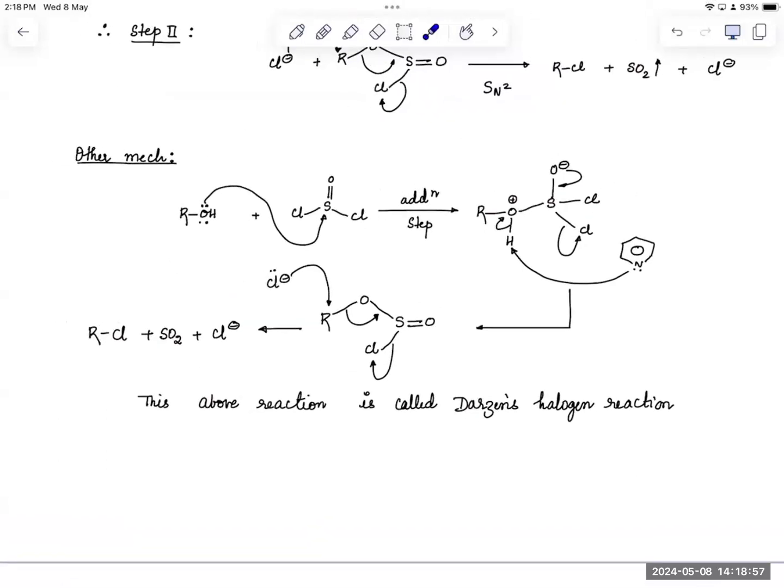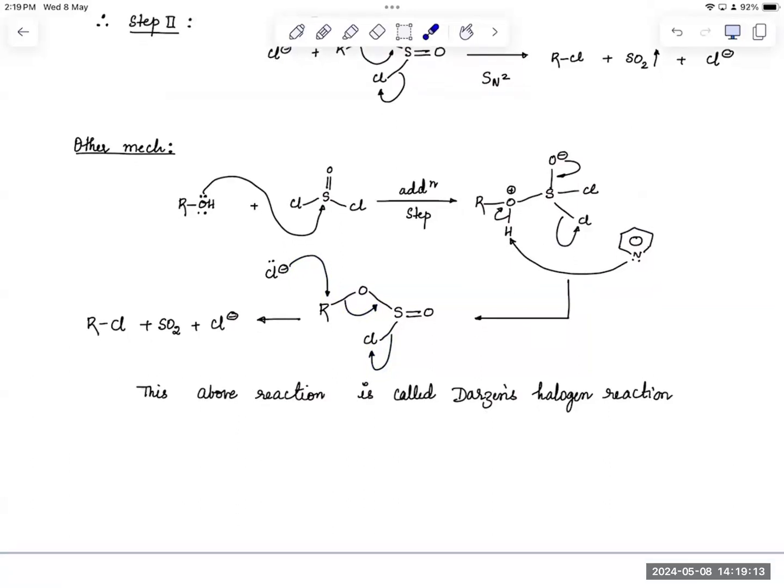See the steps here. Pyridine is taking away this H plus here, right? Cl minus will come out here, so that makes it pyridinium chloride. And Cl minus from the opposite direction is attacking. This bond will become SO2 and Cl minus. This reaction is called Darzens halogenation reaction, or Darzens reaction.